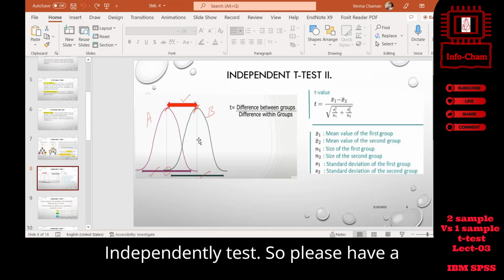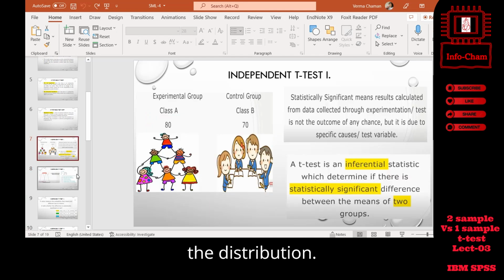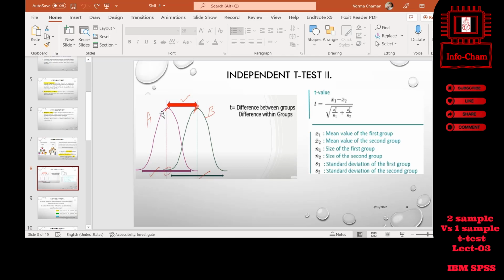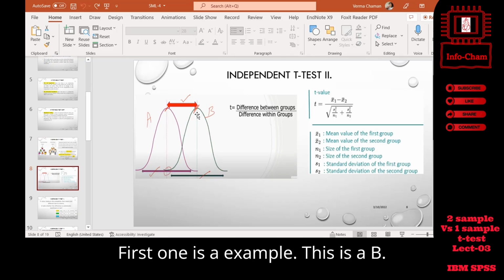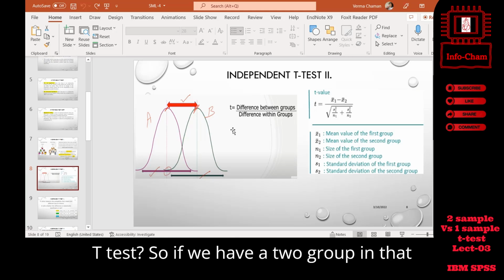Independent t-test. So please have a look. I think the same, you can draw the distribution. First one is example A. This is B, right? So what is the basic formula of a t-test?